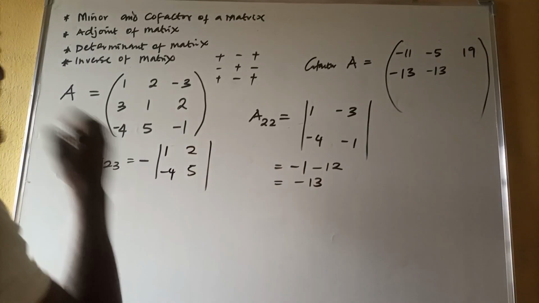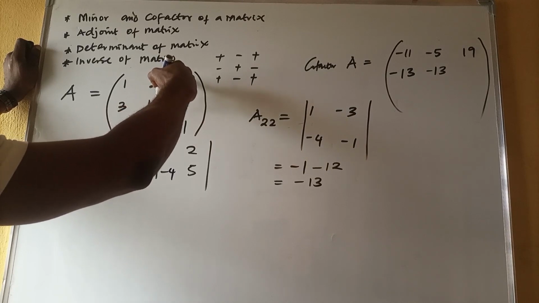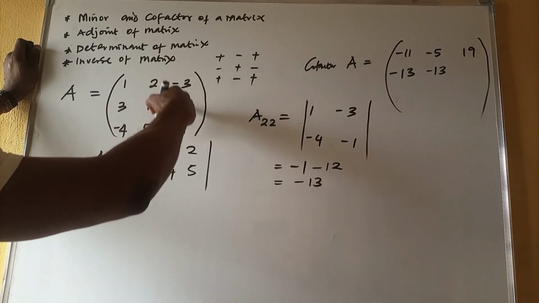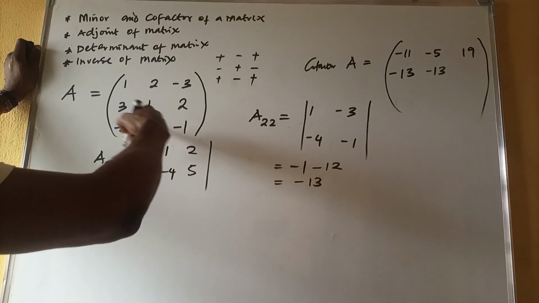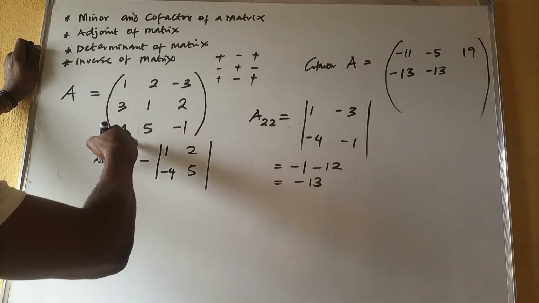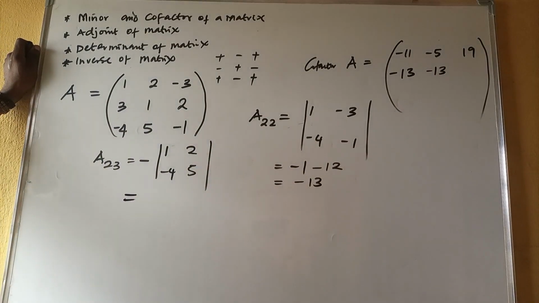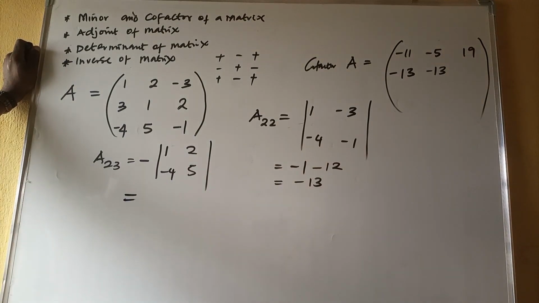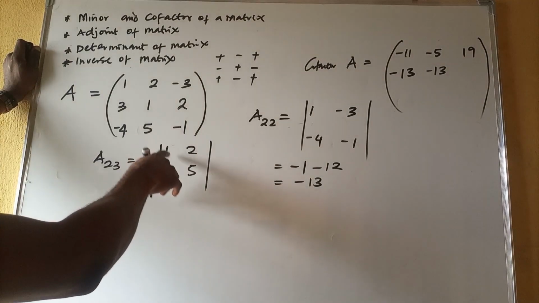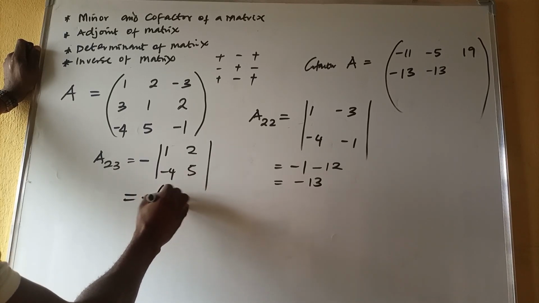Please, let's check it again. So we are considering this element here now. We said we're going to delete the column of that particular element and the row of that element. This element is on the column of minus 3, 2, minus 1. So we delete this. And it's also on the row of 3, 1, 2. So we delete it. We're going to be left with 1, 2, minus 4, 5. So that's what we're going to be left with. So I'm going to multiply 1 times 5, which will give me 5.